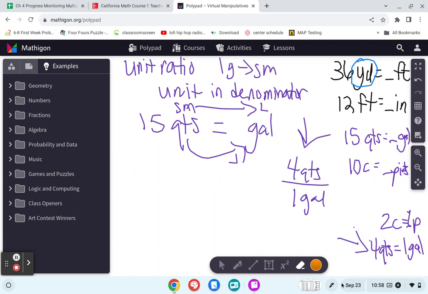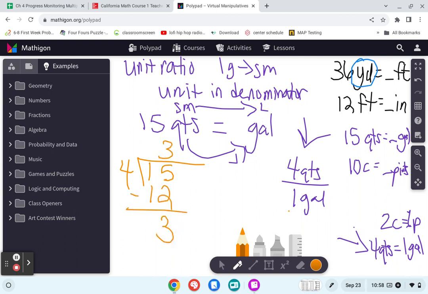Okay. So here we have it, 15 divided by 4. So how many 4s can I get in 15? I know that 4 times 4 is 16. So let's do 3. That'll give me 12. That'll leave me with a remainder of 3. And if I am working on quarts, I can say that I have 3 and 3/4 gallons.